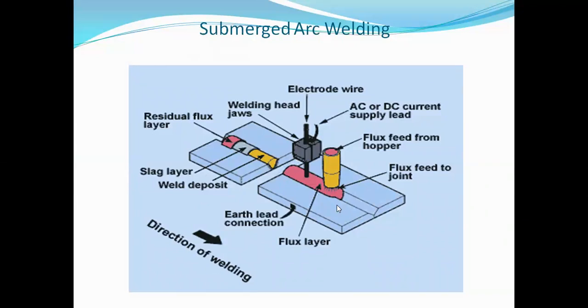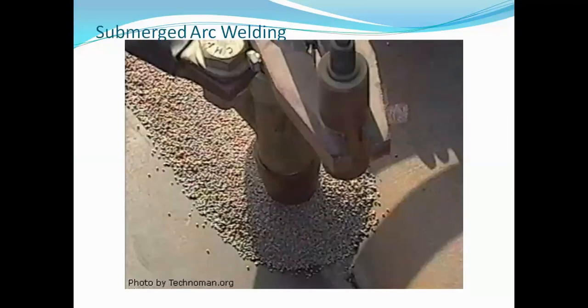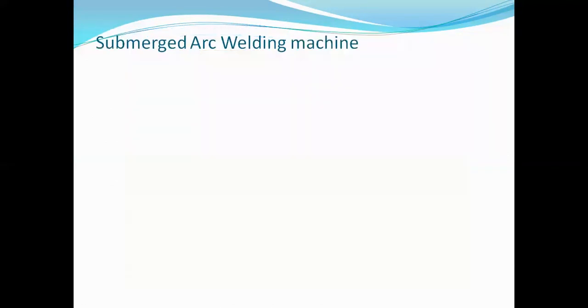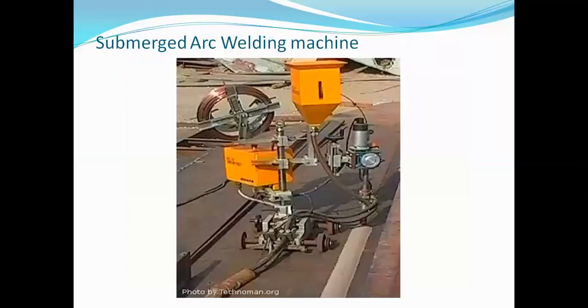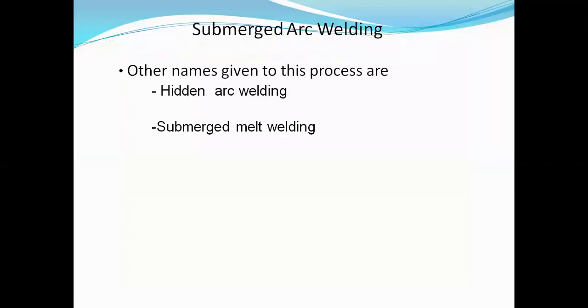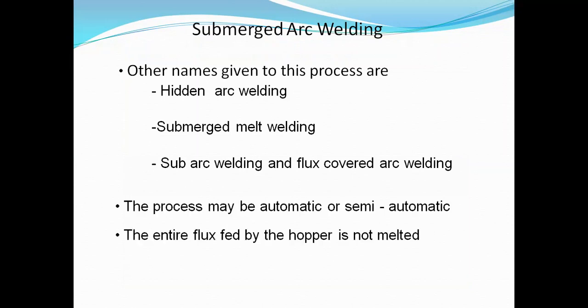So observe the submerged arc welding. Here the granulated flux is provided, and under this the welding process is done. It is completely submerged in this granulated flux. For that reason, it is called the submerged arc welding process. Other names given to this process are hidden arc welding, submerged metal welding, sub-arc welding, and flux-covered arc welding.